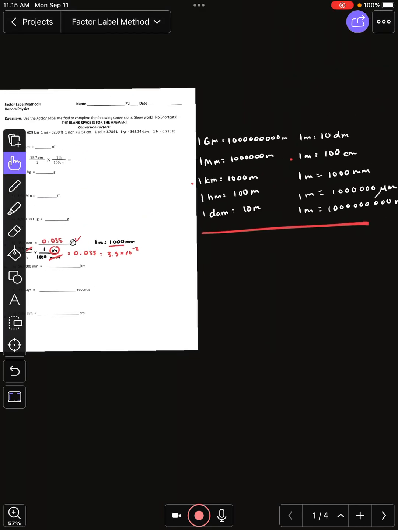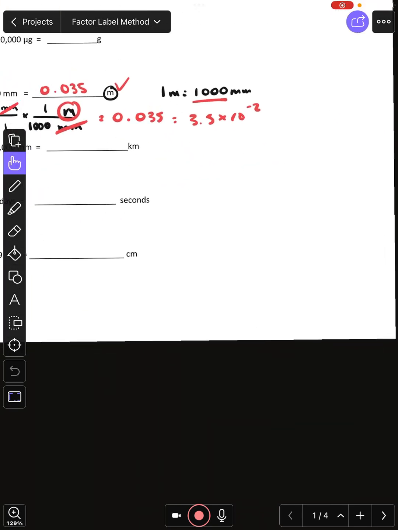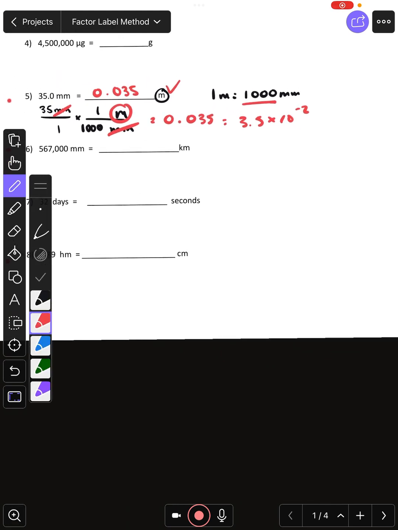Now, if I reference my conversion factors that I was supposed to memorize, I don't see that. However, I do see millimeters to meters, the one we just used, and I see 1 kilometer to 1,000 meters. So I'm going to use those two conversion factors: 1 meter equals 1,000 millimeters, and 1 kilometer is equal to 1,000 meters. I'm going to get from millimeters to kilometers.